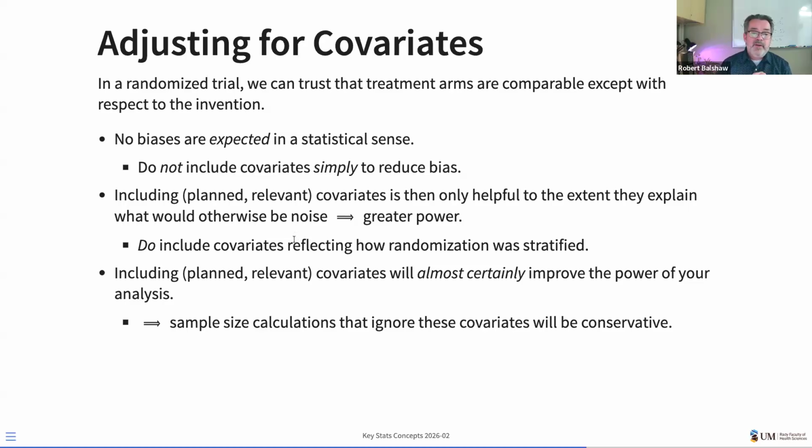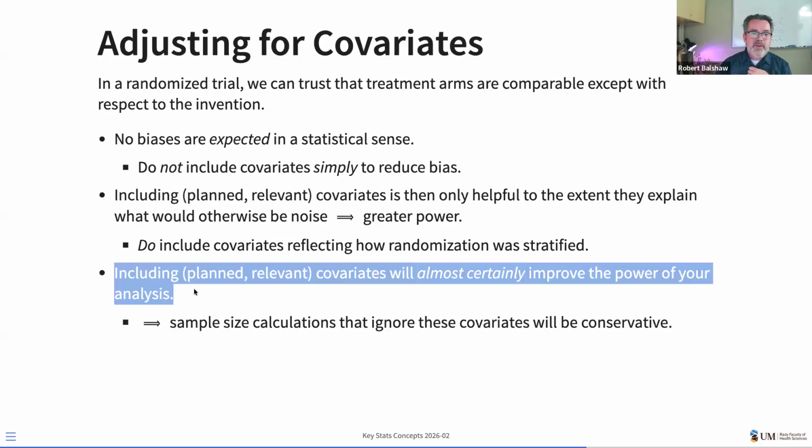So do include covariates that reflect how the randomization was stratified. Stratification of the randomization is definitely going to lead to planned and relevant covariates that should be included in the model. And I was raised that as thou hast randomized, thou shalt analyze. And so that idea that the way that you conducted your randomization is going to have an immediate and direct impact on the statistical modeling that you do is baked into my training. And including planned and relevant covariates will almost certainly improve the power of your analysis.